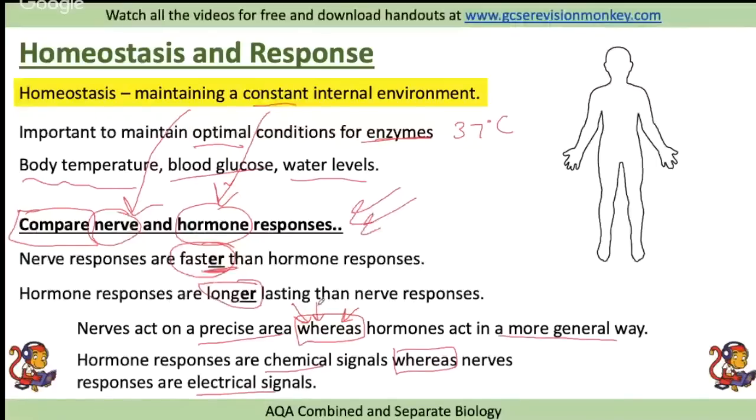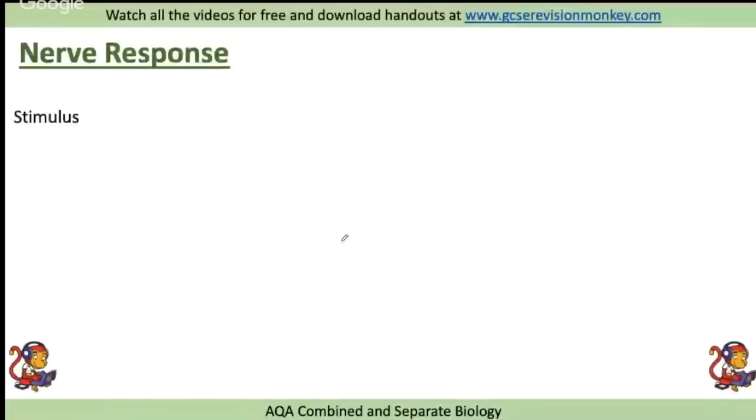Let's delve into a little bit more detail about nerve responses now. So it starts off with a stimulus. Now that is any change in the environment. It could be a chemical stimulus, it could be light, it could be sound, or pain, for example. Something to do with your senses. The first stage in the nerve response is the receptor. So you have receptor cells in your body that detect a change in the environment.